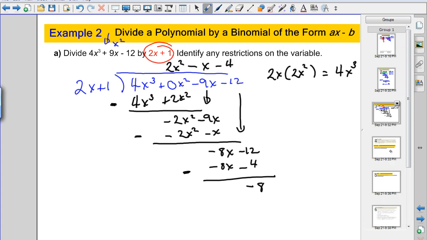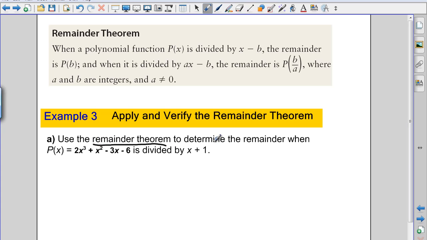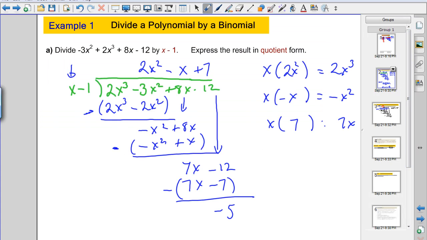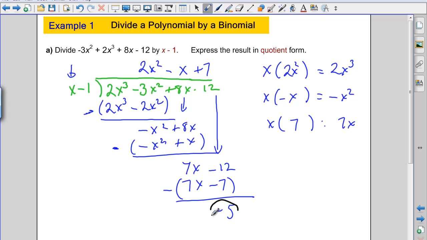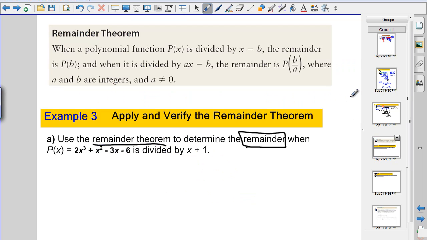Let's look at a third example, where this time all they want us to do is use the remainder theorem to determine the remainder. They don't actually ask us to use long division, they just want to know what the remainder is. So if we flip back and look at the examples we've done in the past, when I divided this dividend by this divisor, the remainder was negative 5. That's all I want in this question. In order to do that, we don't have to work through the whole steps of long division.